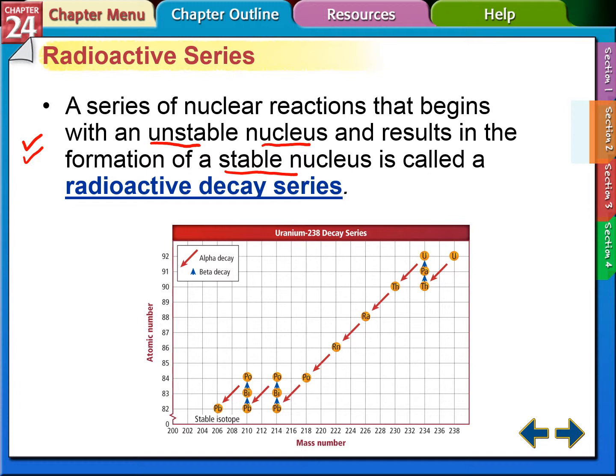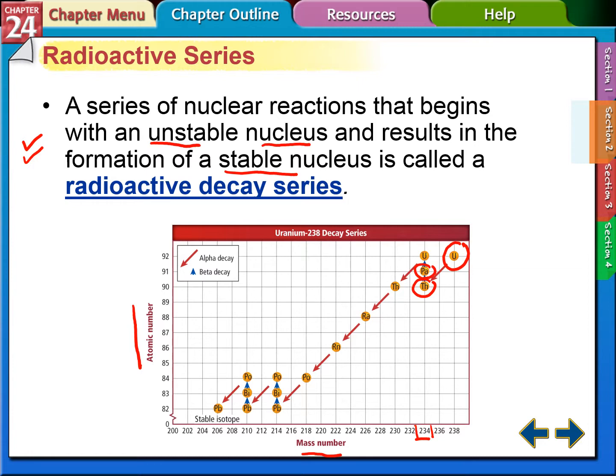So here below is a graph that indicates the radioactive decay series of uranium-238. The graph shows uranium-238 first decays to thorium-234. We have here the mass number, and on this side is the atomic number. After that, thorium-234 undergoes beta decay to become protactinium-234.